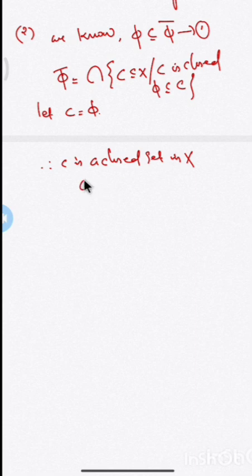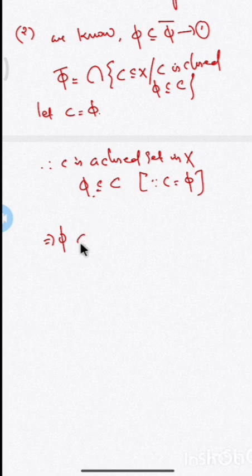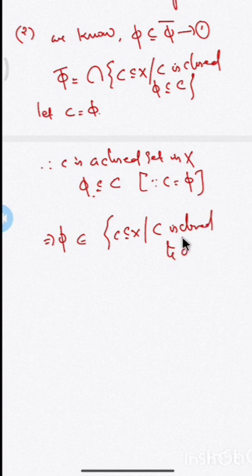And the empty set is contained in C is true because every set is contained in itself. What is C? C equal to empty. Therefore empty contained in empty is a true statement. So if you take C as the empty set, then C satisfies this collection's property. Therefore C is an element in the collection of all C contained in X such that C is closed and the empty set is contained in C.